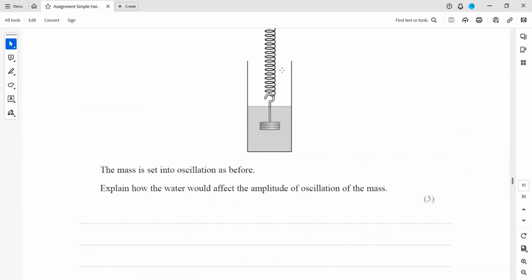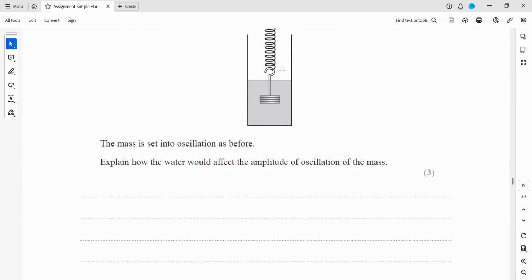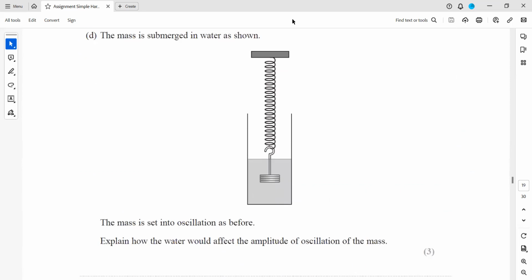The mass is submerged in water. The mass is set into oscillation as before. How would the water affect the amplitude of oscillation? Look, now water will act like a damper. This water will absorb energy. So this water will act like a damper, like there's a resistive force or a drag force. And as a result, it will remove the energy.